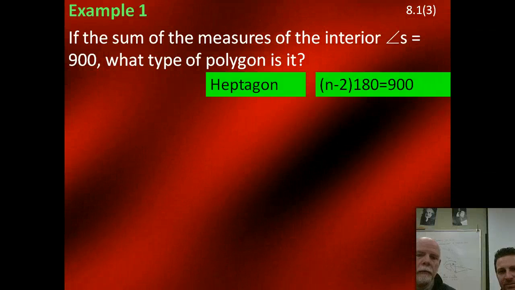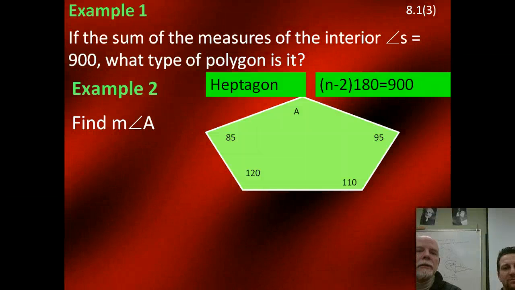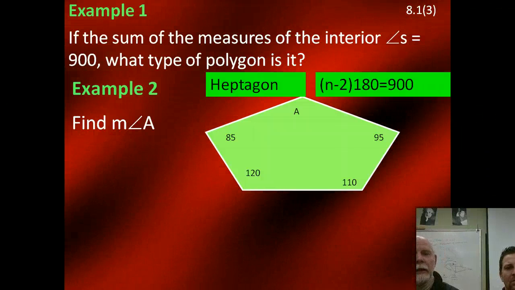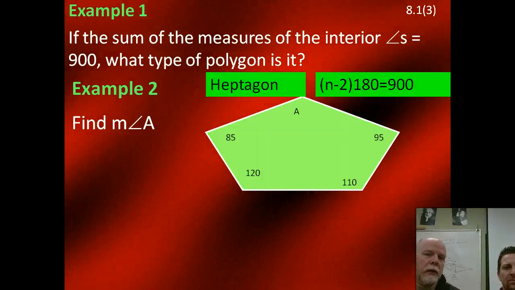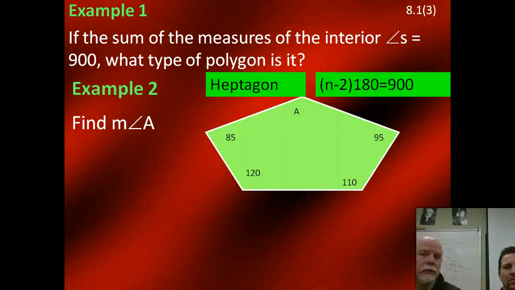Another example: looking at this pentagon, we have 4 of the angles given to us. The question is, what is the 5th angle? You can compare this to the ones we did with triangles. If you knew 2 of the angles inside a triangle, you just subtracted them from what all the angles added up to, 180, to get the last angle. So we do the same thing here.